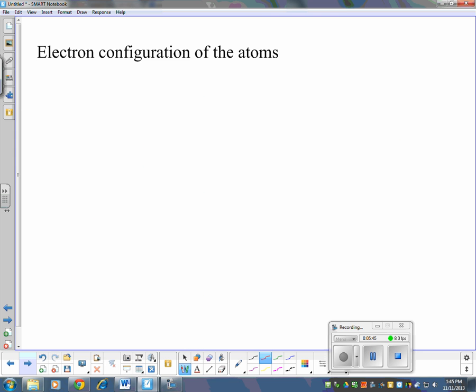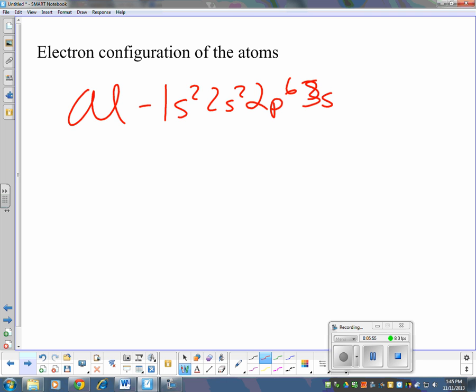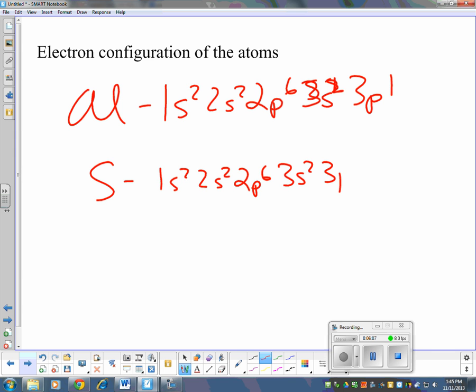Well, this one you should already know at this point. It's going to be 1s2, 2s2, 2p6, 3s2, 3p1. That's the electron configuration for aluminum. Sulfur is going to be 1s2, 2s2, 2p6, 3s2, 3p4. Those are the normal electron configurations.